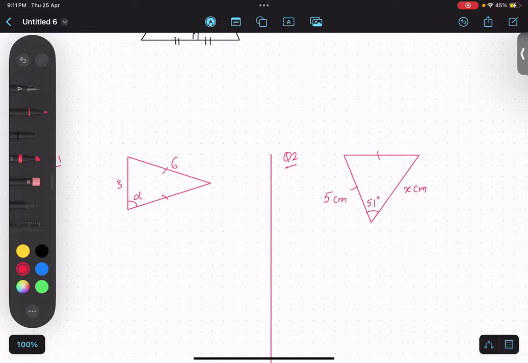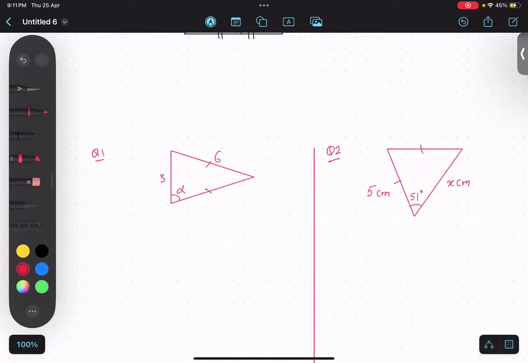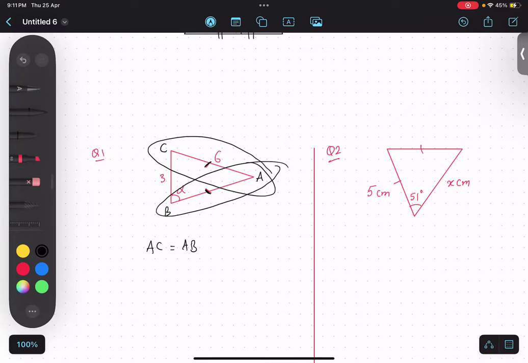Now over here, in question number one, let me label the vertices A, B, C. Can you see this line marked? Yes, that means they are equal sides. So that means AC is equal to AB. Can I say that? Yeah, you can say that. So all are equal to 6. So can I say this is also equal to 6? Yeah. Now I need an angle.